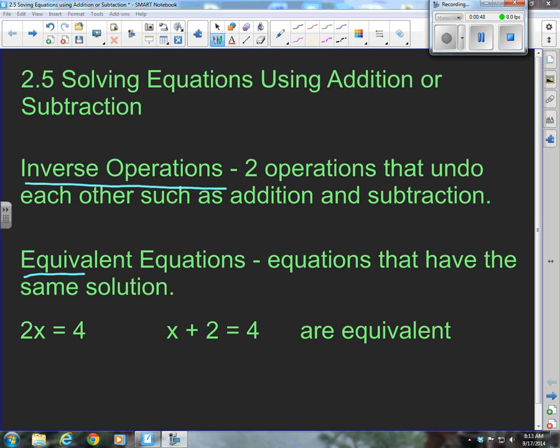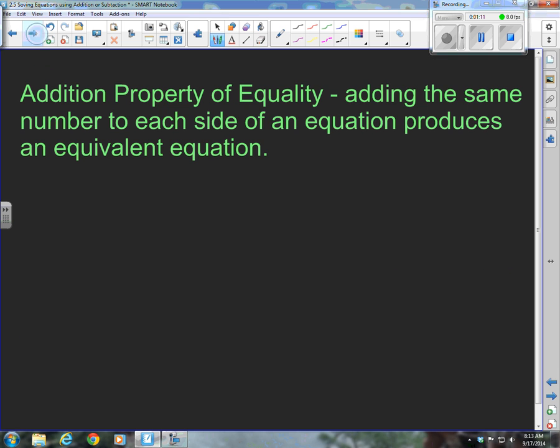Equivalent equations are equations that have the same solution. And I have one example of equivalent equations. x equals 2 here, right, to make this true, and then x plus 2 equals 4, x has to be 2. These are equivalent equations because they have the same solution. The solution is 2. Okay, so inverse operations and equivalent equations.